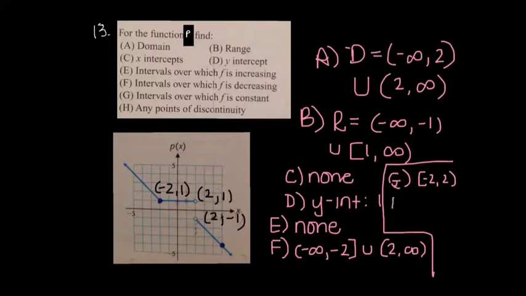And then finally, any points of discontinuity, well, you can see that the function is discontinuous right here, because in order to trace it, at this point, I have to pick up my pen and then put it back down. So it's not a continuous function. So that point of discontinuity would be 2. That's the domain value.